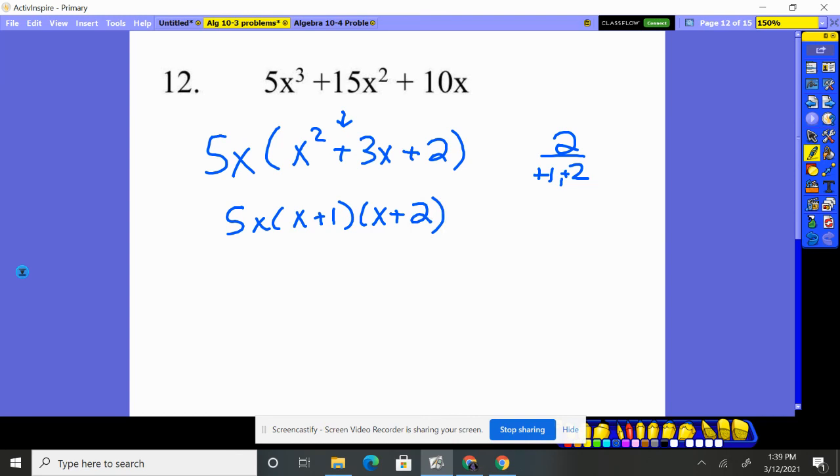Those are what we have when we break that down, factor it all the way down. Just remember, always pull out the greatest common factor first.